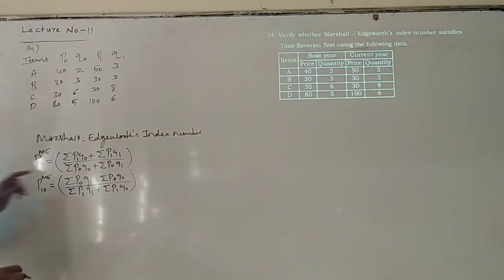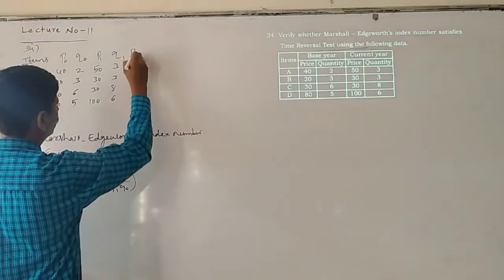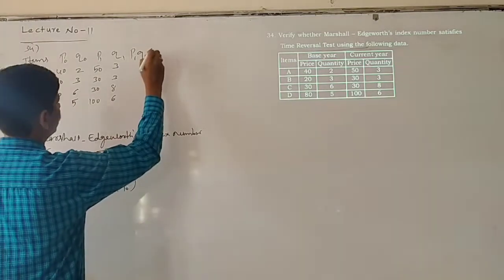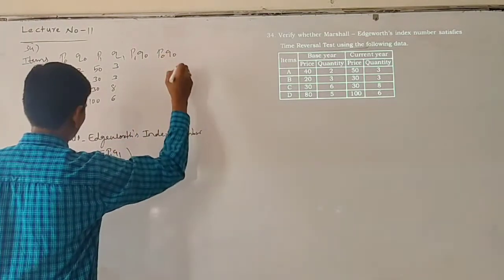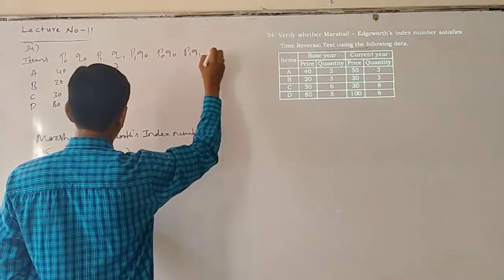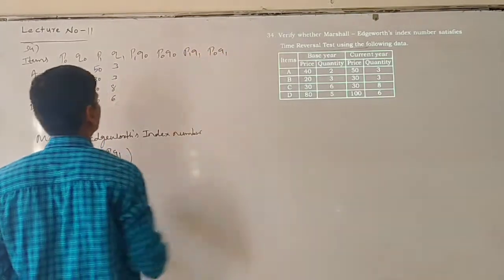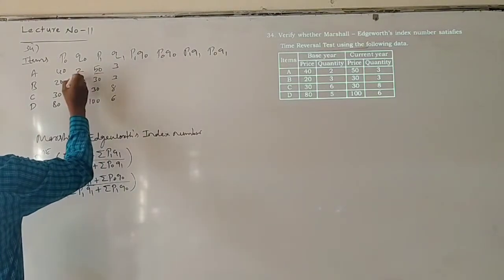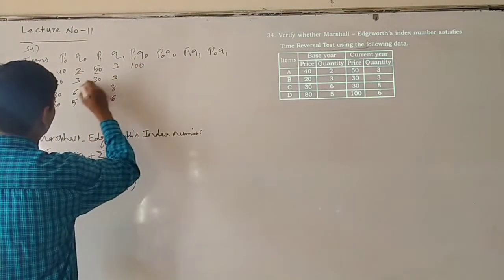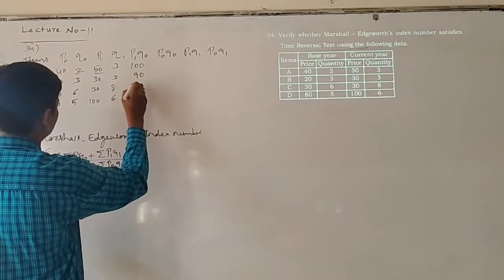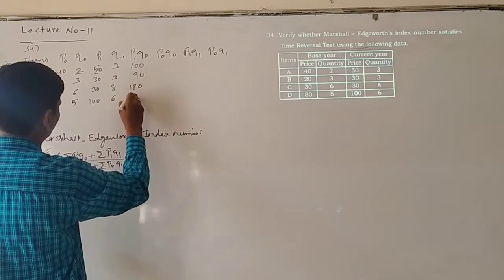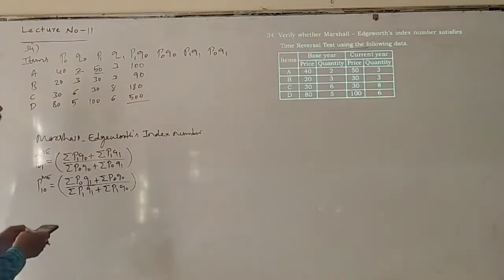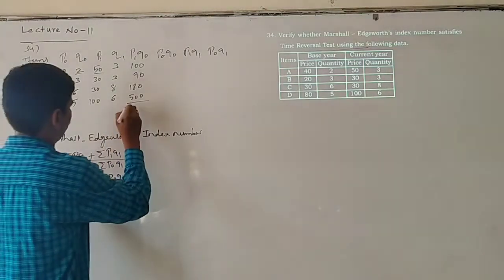Okay, here first you have to multiply P1 Q0, P0 Q0, P1 Q1 and lastly P0 Q1. Here first you have to multiply P1 into Q0. Okay, here P1 value is 50 and Q0 value is 2, 50 times 2 is 100, 30 times 3 is 90, 30 times 6 is 180, 100 times 5 is 500. Sum of P1 Q0 is 190 plus 180 plus 500 is 870.